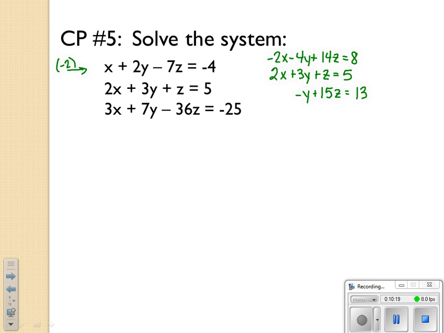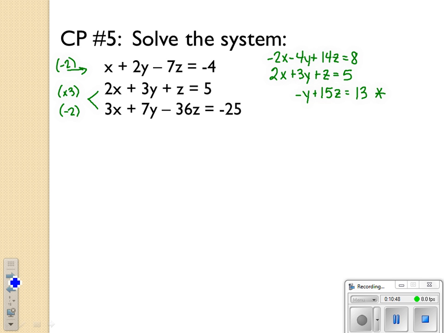Okay, I'm just going to put a star next to that one because I'm going to come back to that and want to use it again here in a little bit. I want to create another equation that has just y and z in it. So I'm going to focus on these two, and I'm going to eliminate the x again. So multiplying the top one by 3 and the bottom one by a negative 2 is going to get me there. Okay, I'm going to change colors here to do this next work.